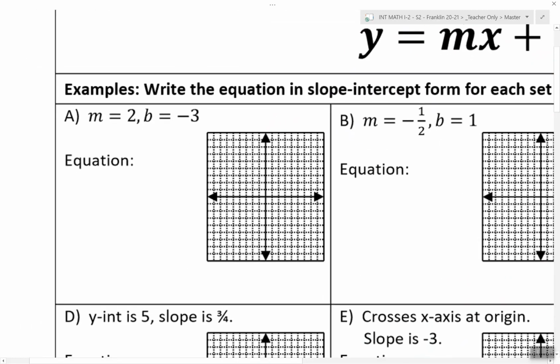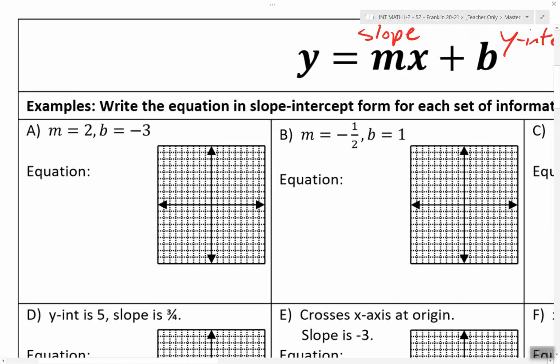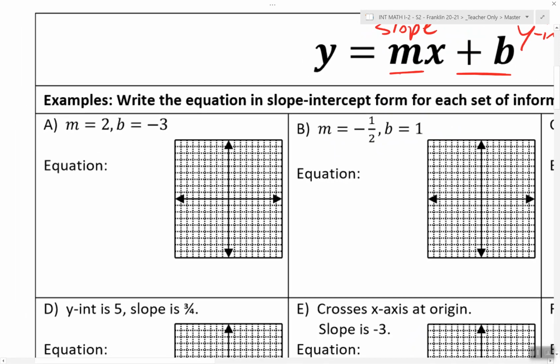And so, for example A, we're given the information m equals 2 and b equals negative 3. Well, that's pretty simple because we know m goes here and b goes here in the equation, so we just write y equals, the m value is 2, so 2x, and the b value is negative 3, so we just write minus 3. And then we'll also graph these just to get some practice in.